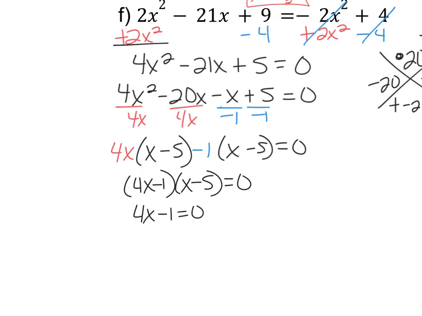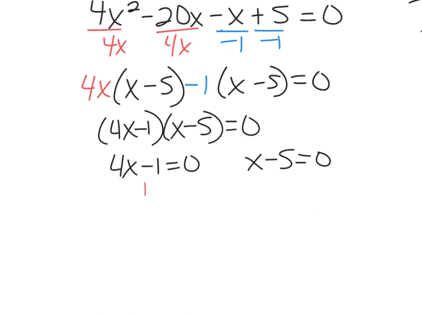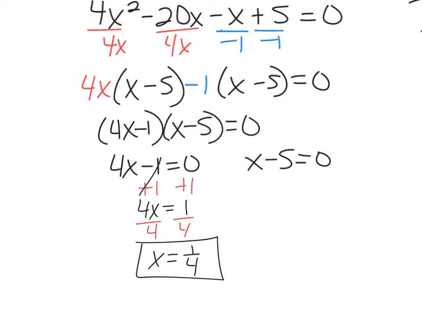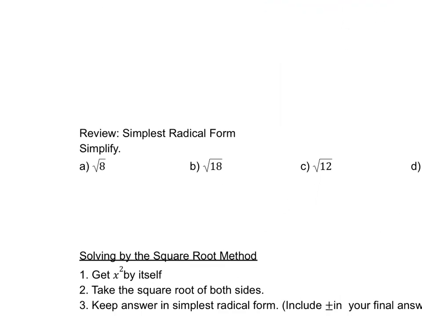Set each piece equal to 0. Add 1, so we have 4x equals 1, divide by 4, so x is 1/4. On that one, I won't be mad at you if you write it as a decimal, it'd be 0.25, but just get used to writing it as a fraction, it's okay. All right, add 5, so x equals 5, boom. Okay, so let's move on to the next section.